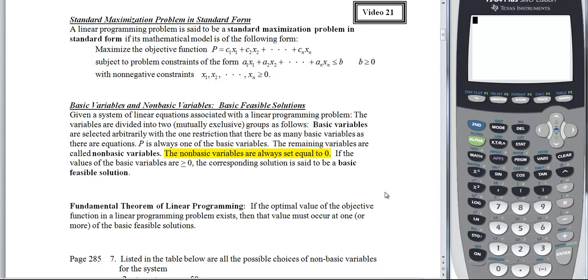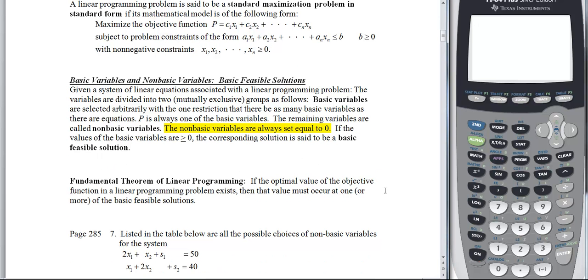The fundamental theorem of linear programming. If the optimal value of the objective function in a linear programming problem exists, then that value must occur at one or more of the basic feasible solutions. And technically the basic feasible solutions actually go back to what our corners are or were. But the thing about working a linear programming problem using a matrix, we always do as well as, if not better. We really don't check all of the corners. Okay?